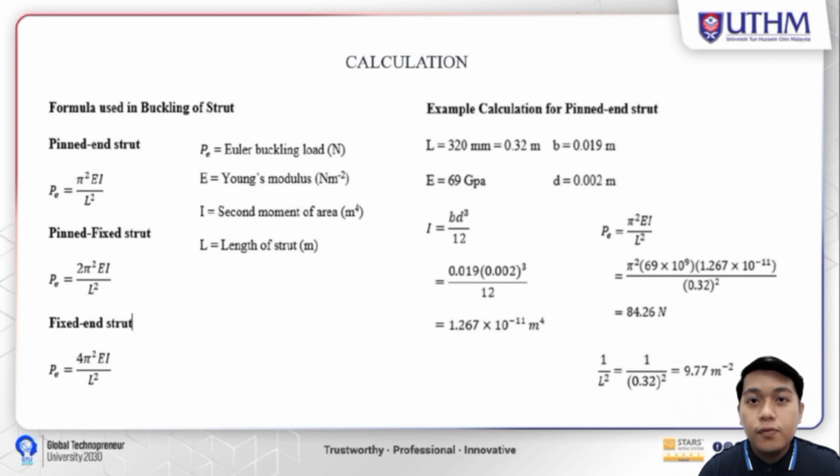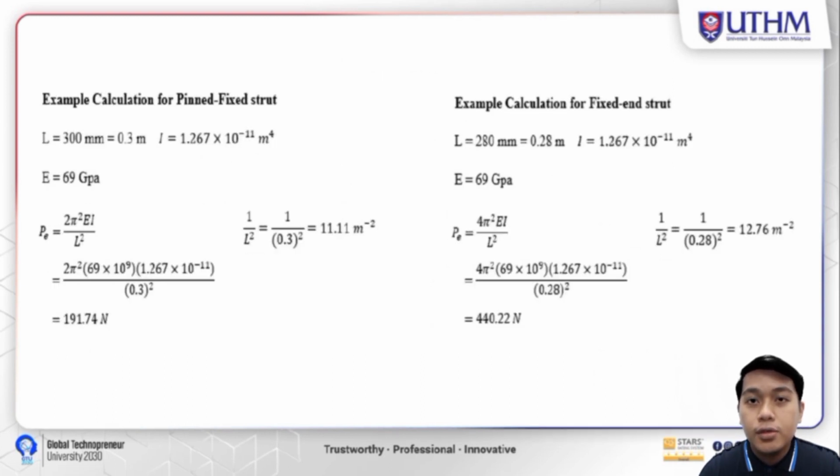Next is the calculation for pin N strut. The length is equal to 0.32 meter, E is equal to 69 gigapascal, B is equal to 0.019 meter, and D is equal to 0.02 meter. To find the second moment of area, then substitute the information into the formula for pin N strut to find the load, and we get 84.26 Newton. As for 1 over L squared, we get 9.77 meter to the power of negative 2. This calculation continues until strut number 5.